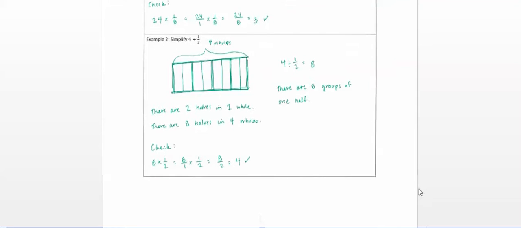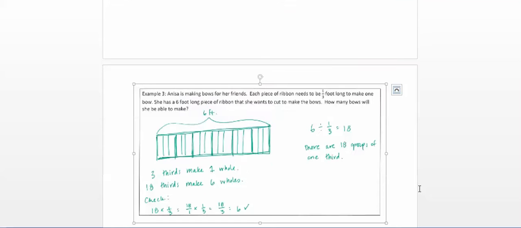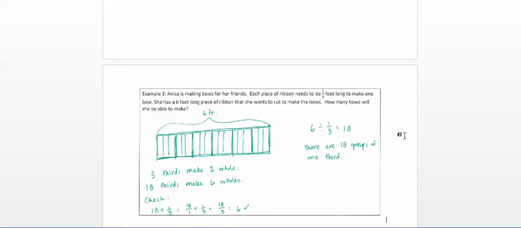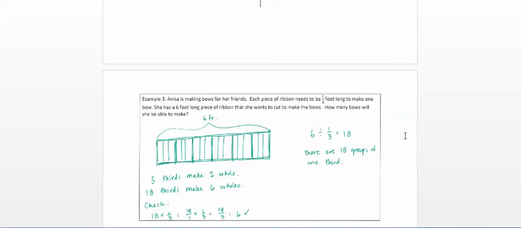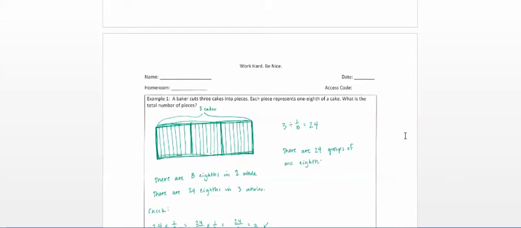Next one. This is our last example. Anissa is making bows for her friends. Each piece of ribbon needs to be 1/3 of a foot long to make 1 bow. She has a 6-foot long piece of ribbon that she wants to cut into 6 bows. How many bows will she be able to make? I want you to think for a second how this example 3 is different from example 1. Go ahead and read example 3 again, and go ahead and read example 1.